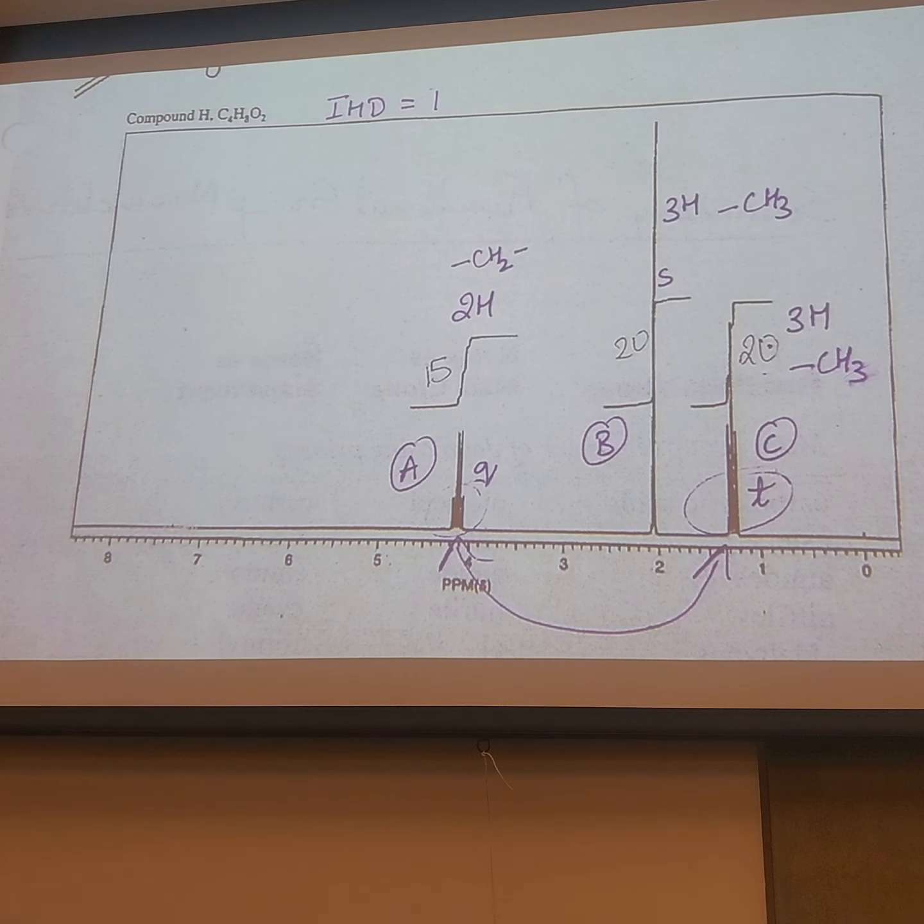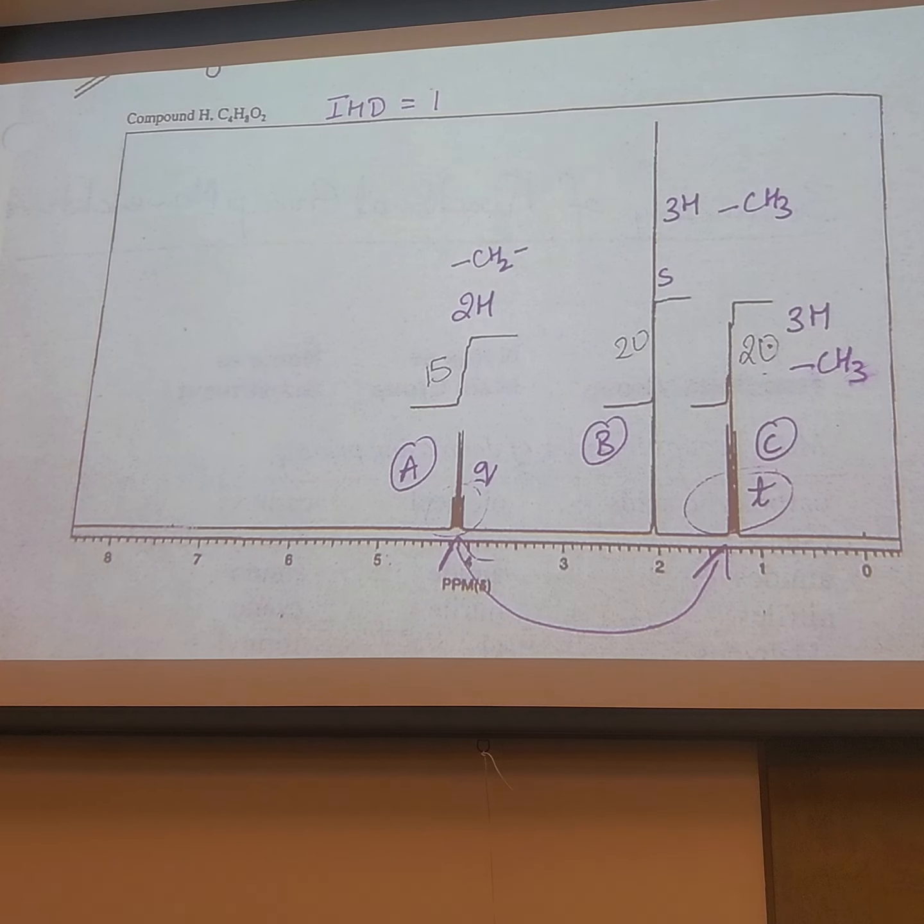You good? How many carbons is this total? 3. How many hydrogens is this total? 2 plus 3, 8. What's left? A carbon and 2 oxygens, and what else is left? The IHD. Your IHD is 1. We have not used that IHD yet. So can we take these 3 atoms, carbon, oxygen, oxygen, and put them together somehow with an IHD of 1?